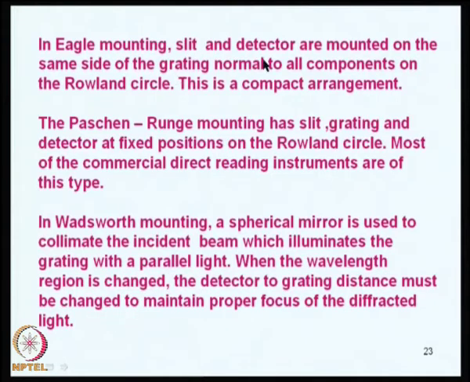So, in Eagle mounting, slit and detector are mounted on the same side of the grating, normal to all the components of the Rowland circle. This is a very compact arrangement. Then we can have Paschen-Runge mounting. It has a slit, grating and detector, all the three things are fixed: slit, detector and the grating.